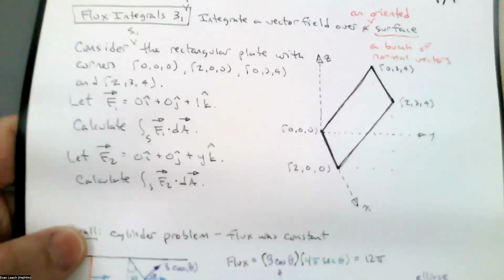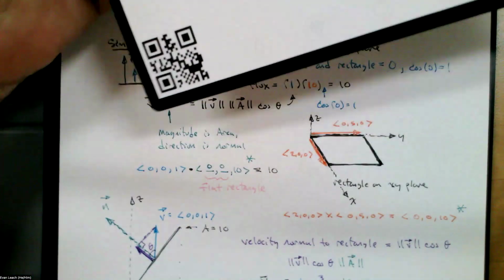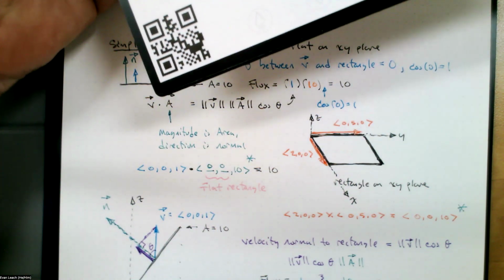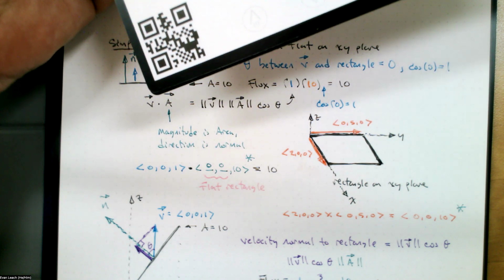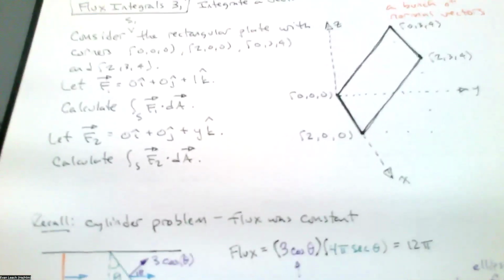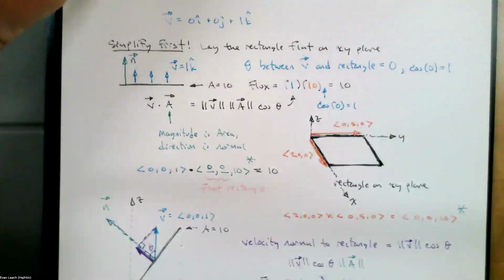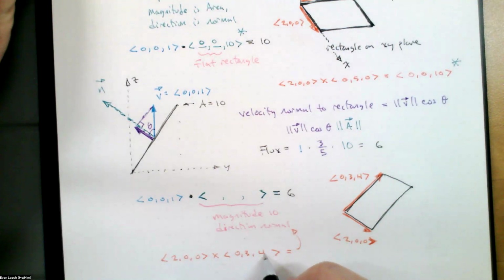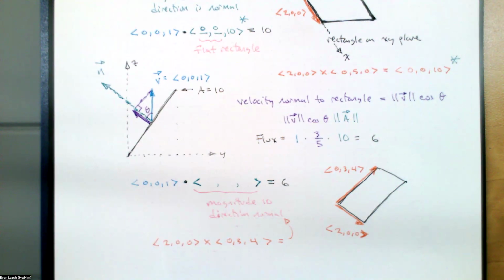So I'm going to grab this vector here that goes from 0, 0, 0 to 0, 3, 4. That's going to be 0 on the x, 3 on the y, 4 on the z. So one way to get at that vector is to find this cross product.